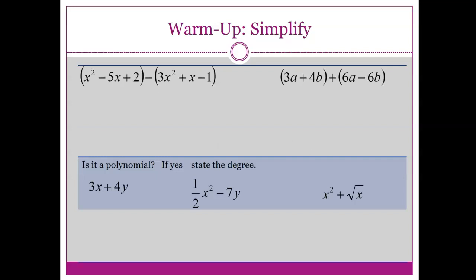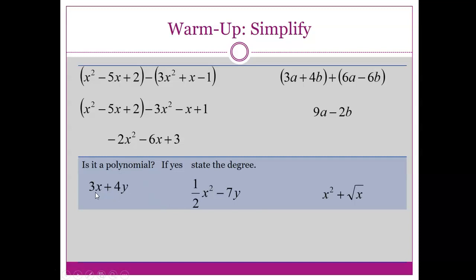The second thing we did was combine like terms with addition and subtraction. So here we have to distribute the negative to all those terms. So you get x squared minus 5x plus 2 minus 3x squared minus x plus 1. And then we're going to combine like terms, giving me negative 2x squared minus 6x plus 3. And in the second example, it's a positive, so you're just going to group the like terms together. So it gives you 9a minus 2b.